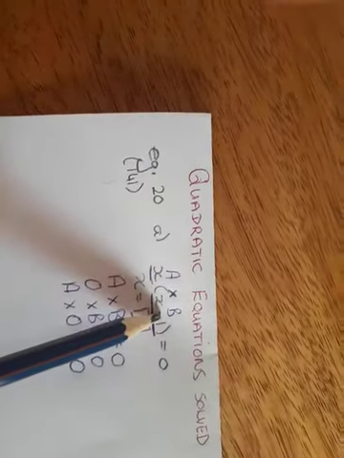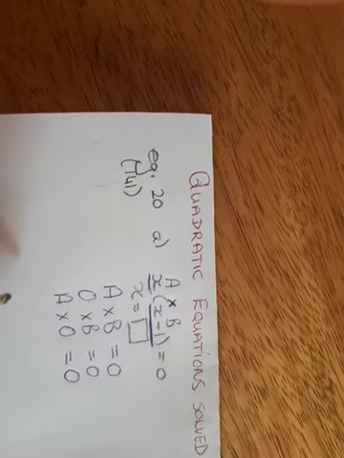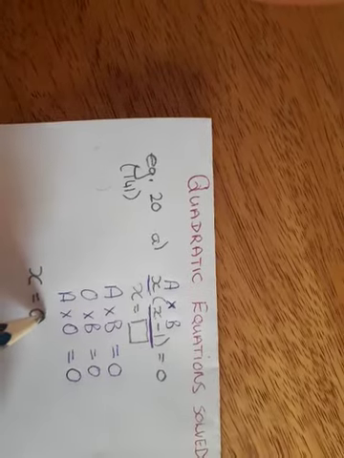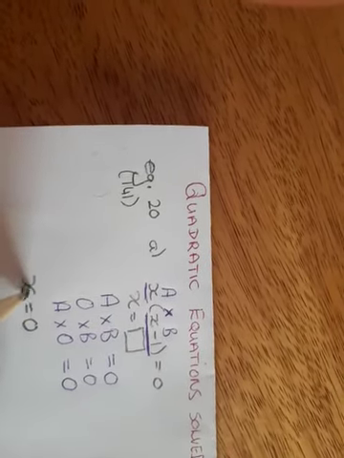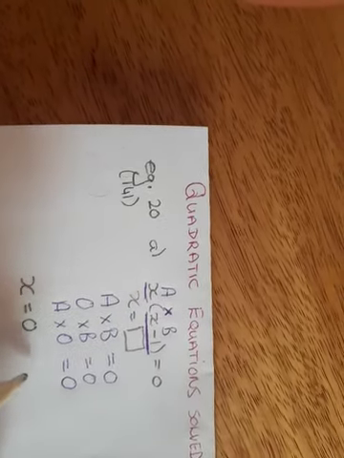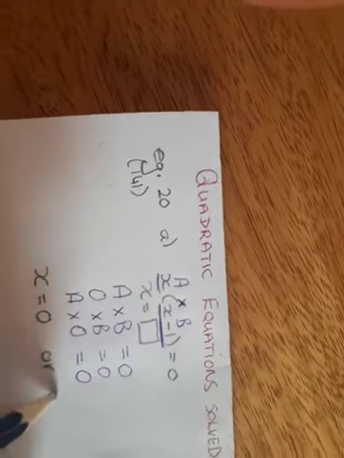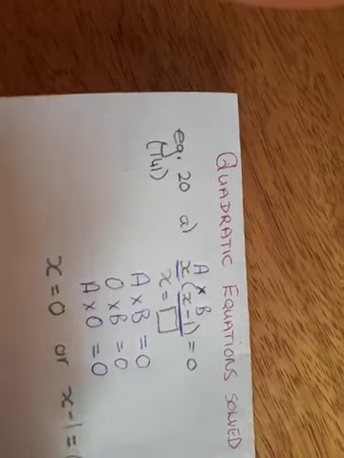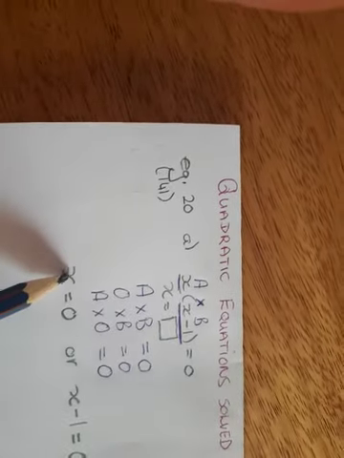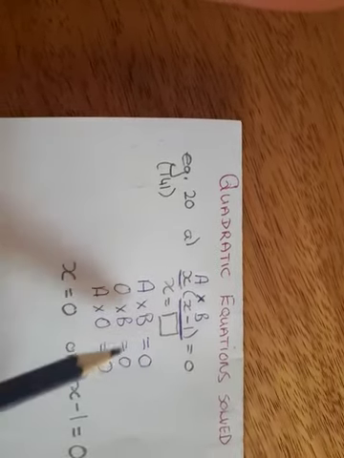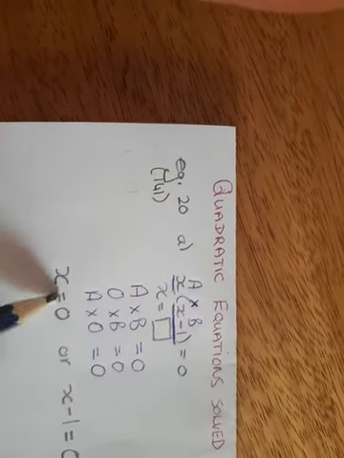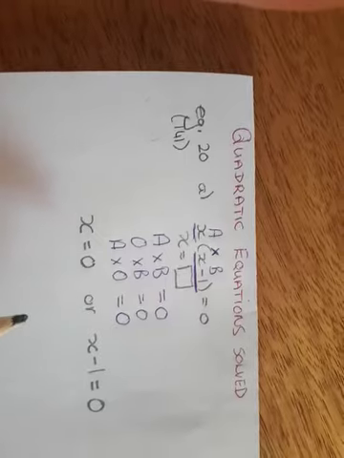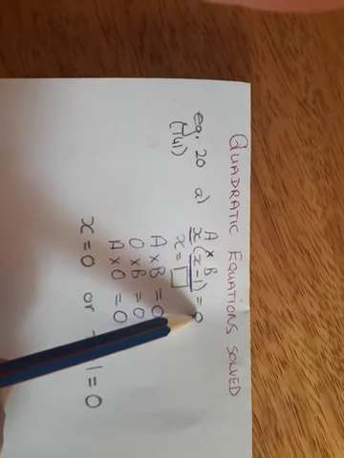We've got two factors. So my logical conclusion is that either x equals 0, which is my first possibility, or x minus 1 equals 0. So either one of these, either A or B, must be 0, otherwise I don't get an answer of 0.